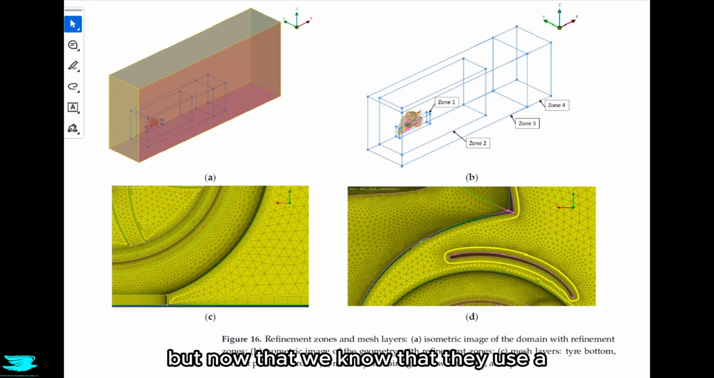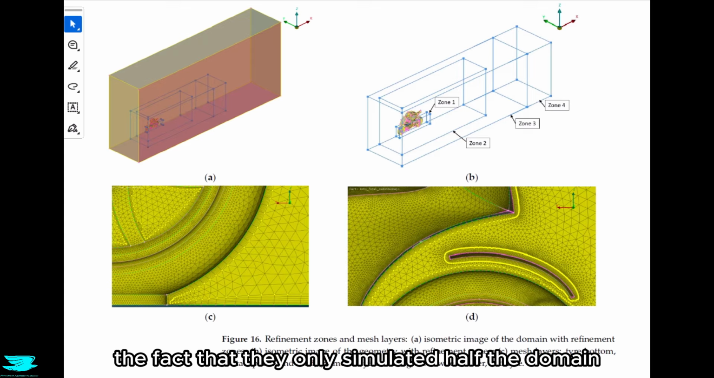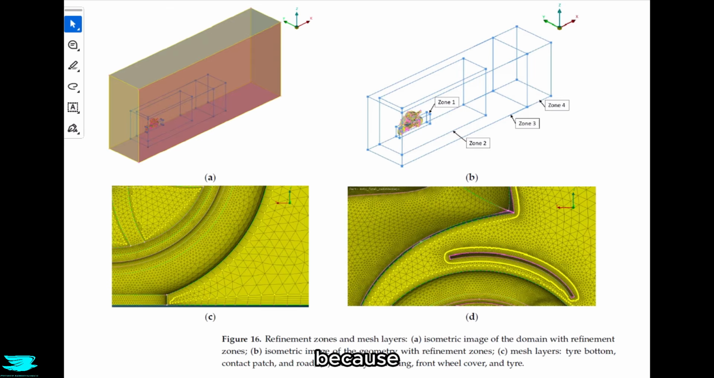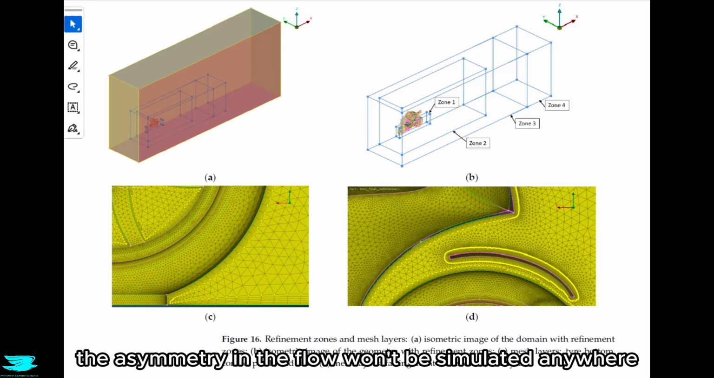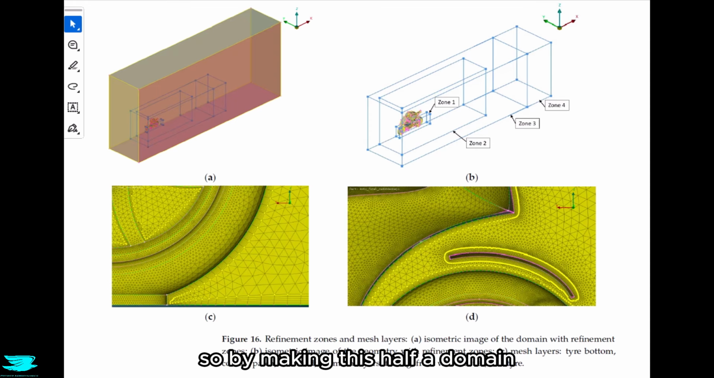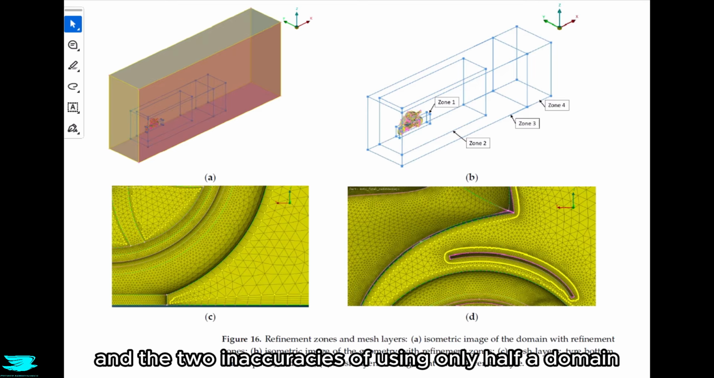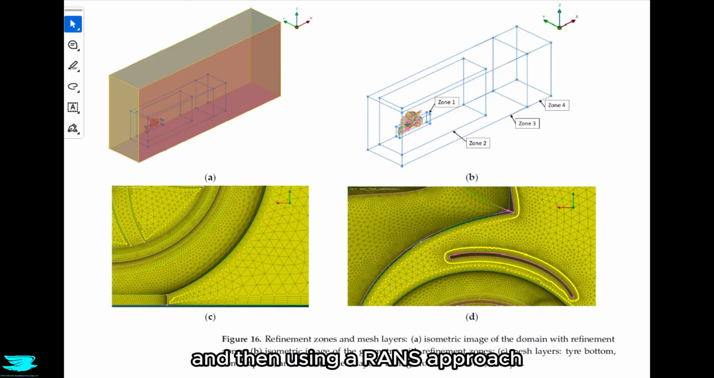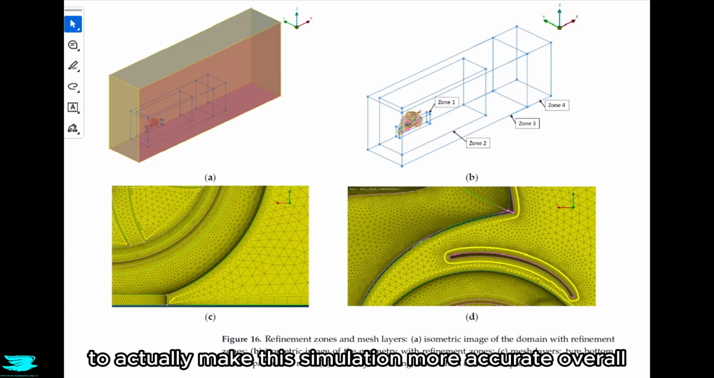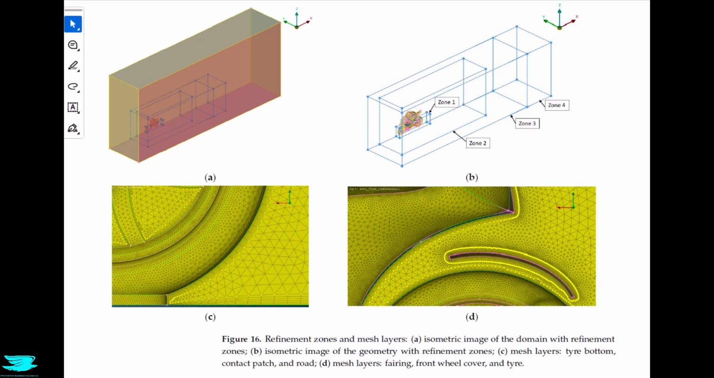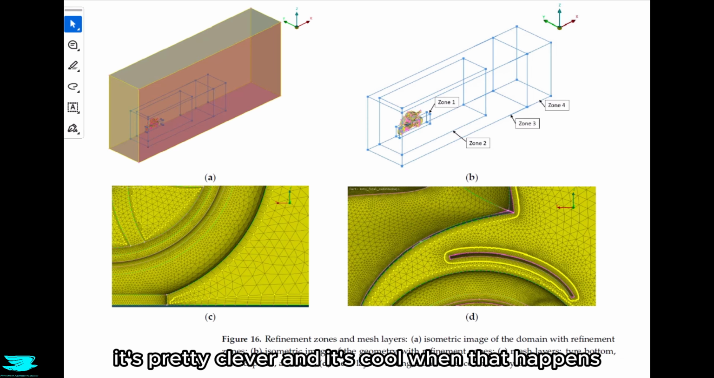But now that we know that they used a steady state solver, the fact that they only simulated half the domain is actually fine now because the asymmetry in the flow won't be simulated anyway. So by making this half a domain, they can actually use more cells to get a more accurate simulation. And the two inaccuracies of using only half a domain and then using a RANS approach cancel out to actually make the simulation more accurate overall. It's pretty clever and it's cool when that happens.